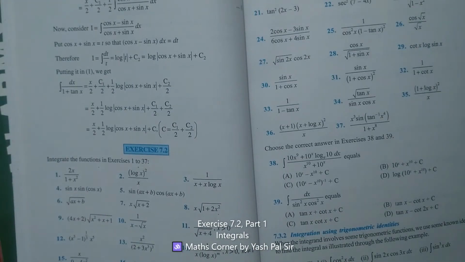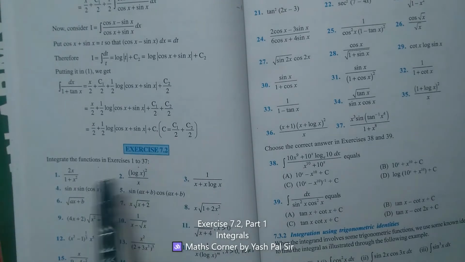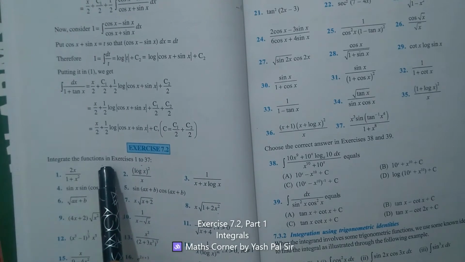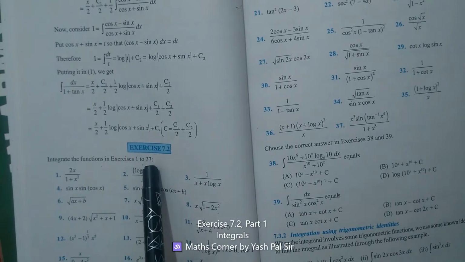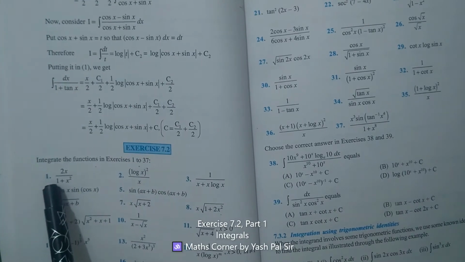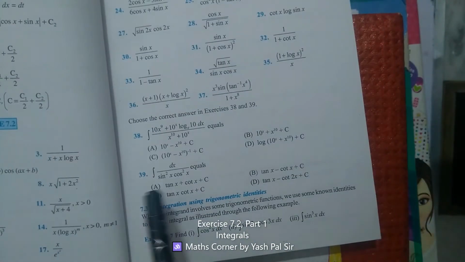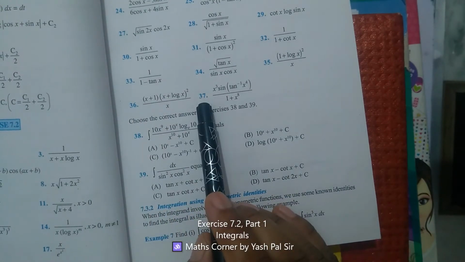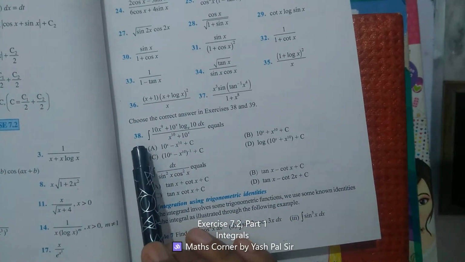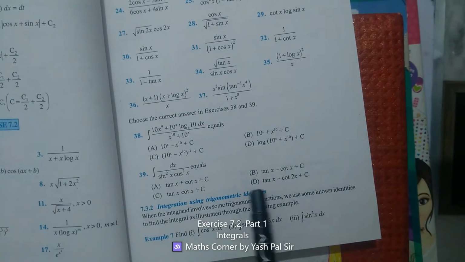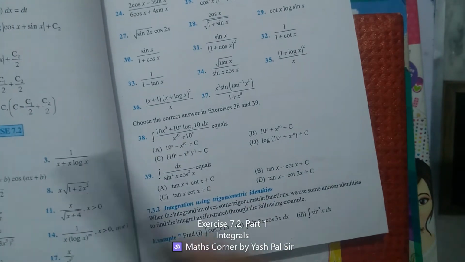Now we are going to discuss the questions of the exercise. Integrate the functions in exercises 1 to 37. So this is our question number 1. In this way, up to the last, question 37, and 2 multiple choice questions are also given here. So let us start with the first question.